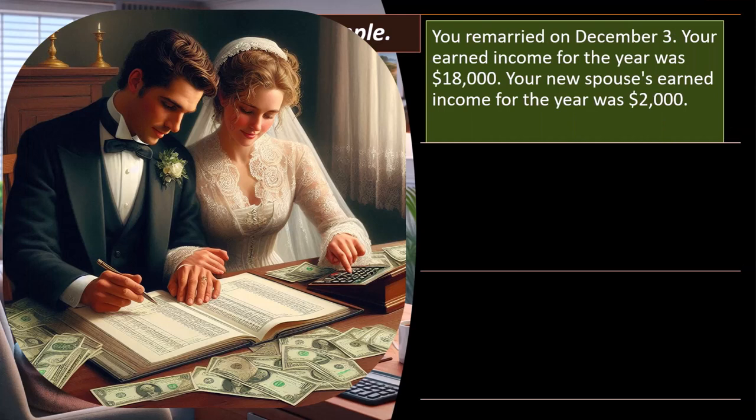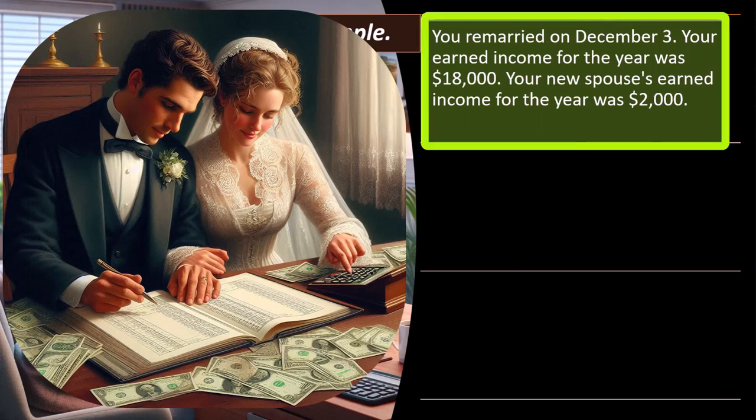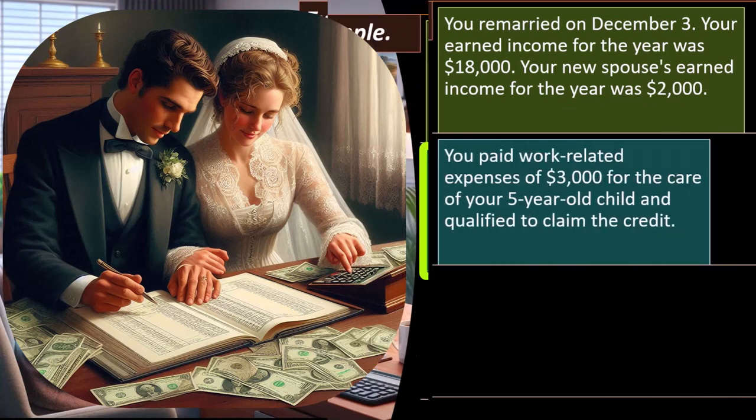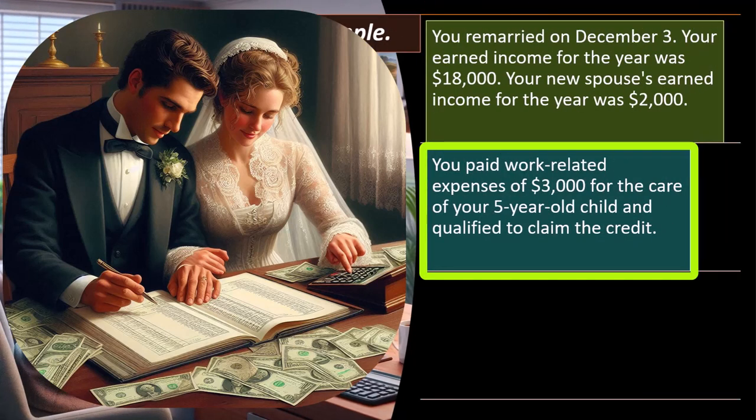So you remarried on December 3rd. Your earned income for the year was $18,000. Your new spouse's earned income for the year was $2,000. You paid work-related expenses of $3,000 for the care of your five-year-old child and qualified to claim the credit.